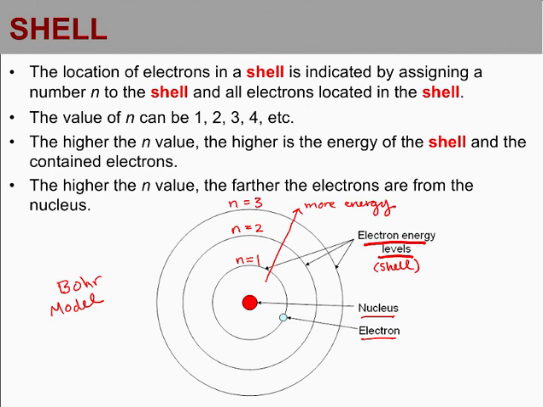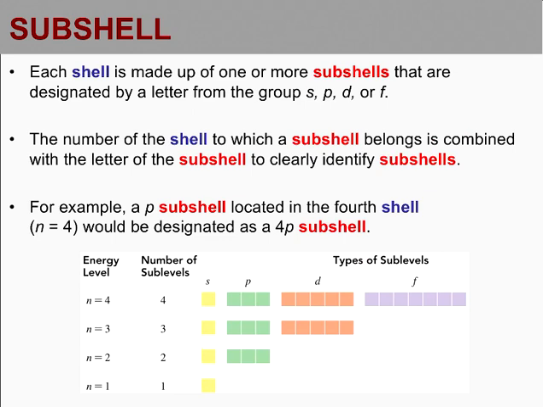Okay, now within each of those shells we have subshells. So each shell is made up of 1 or more subshells that are designated by a letter from the group S, P, D, or F. Now, these letters are not arbitrary. They do come from a very early experiment that was trying to describe these subshells. So S, for instance, stands for sharp, P stands for principal, D stands for diffuse, and so on and so forth.